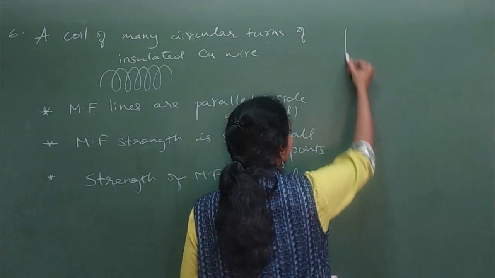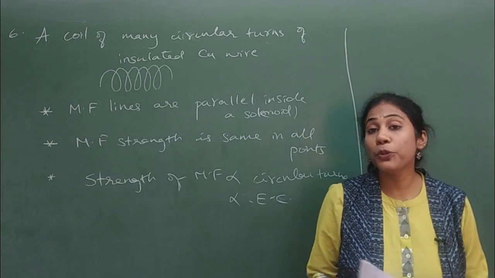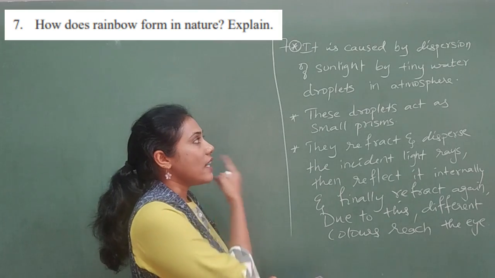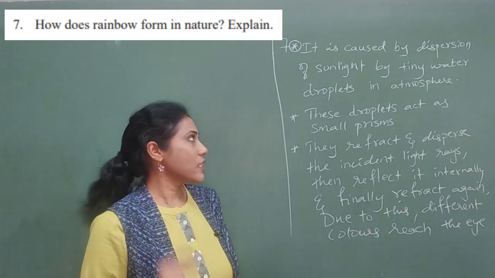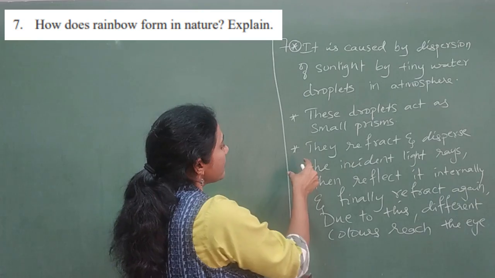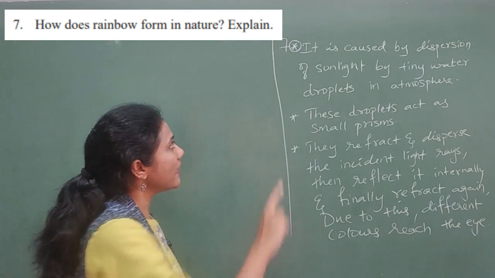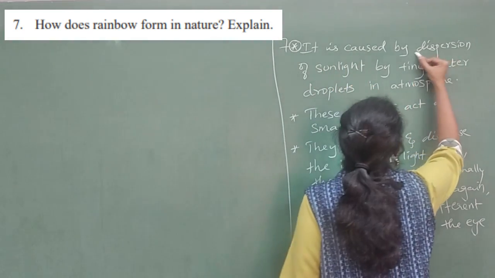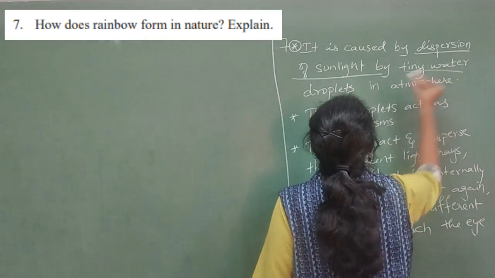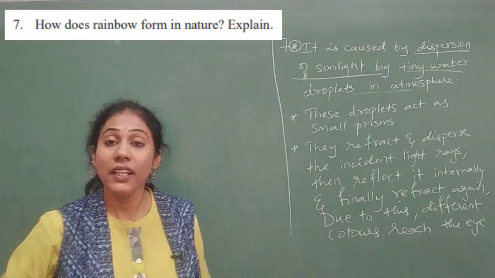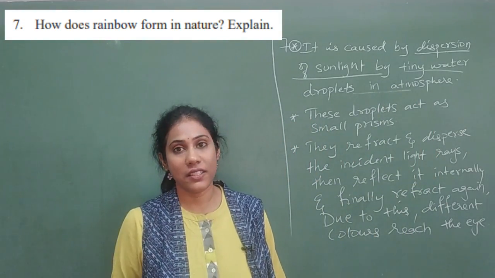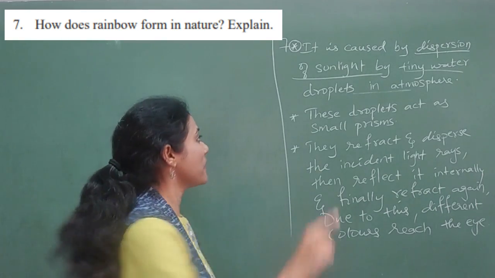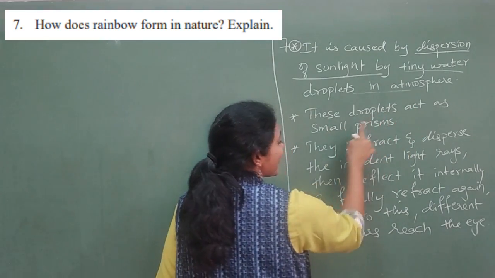And coming to 7th question, a very simple question from human eye chapter. How does rainbow form in nature? Explain. See guys, here is the answer that I wrote in simple words for you. I wrote 3 points. You can present your answer as it is. So let me explain you point wise. Point number 1. It is caused by dispersion of sunlight by tiny water droplets in atmosphere. Very, very important. Dispersion in the sense separation of colors, right? So water droplets are acting as tiny prisms here. Look at the second point. These droplets act as small prisms.